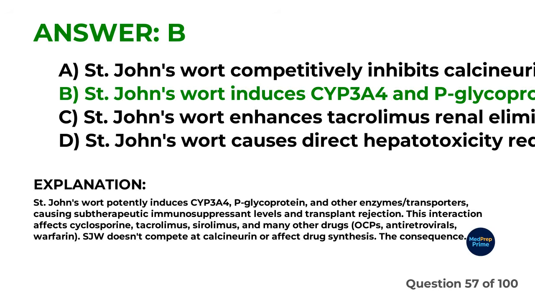Correct answer, B. St. John's wort potently induces CYP3A4, P-glycoprotein, and other enzymes and transporters, causing subtherapeutic immunosuppressant levels and transplant rejection. This interaction affects cyclosporine, tacrolimus, sirolimus, and many other drugs, OCPs, antiretrovirals, warfarin. SJW doesn't compete at calcineurin or affect drug synthesis.